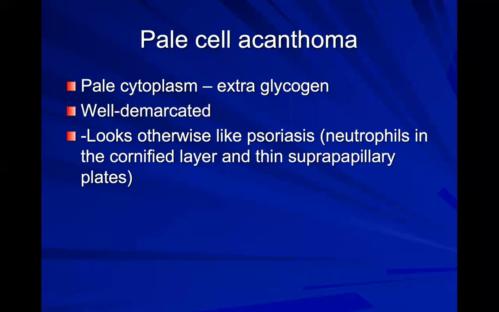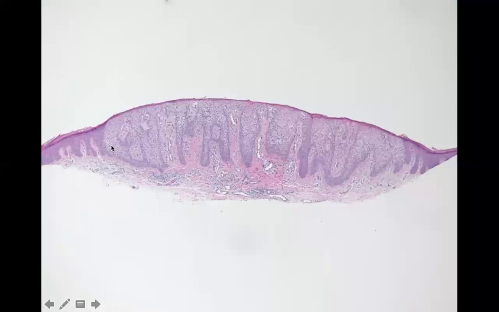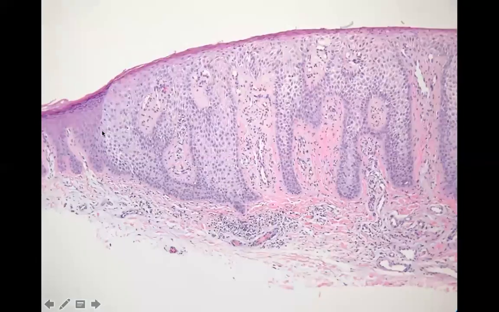A pale cell acanthoma basically is an acanthoma where these cells have extra glycogen, which makes them really pale, and they're very well demarcated. They otherwise look like psoriasis. You lose your granular layer, and you always inevitably have neutrophils that you can identify in the cornified layer, in addition to this psoriasiform epidermal hyperplasia. But what you might just notice is that they're really pale and there's a sharp cutoff, which is fine, okay? So here's your sharp cutoff, pale cells filled with glycogen, loss of granular layer.